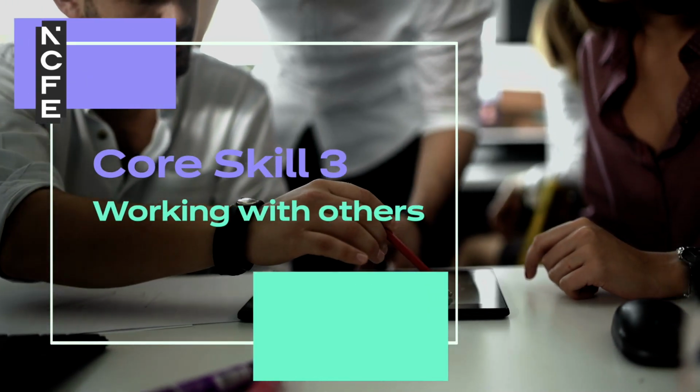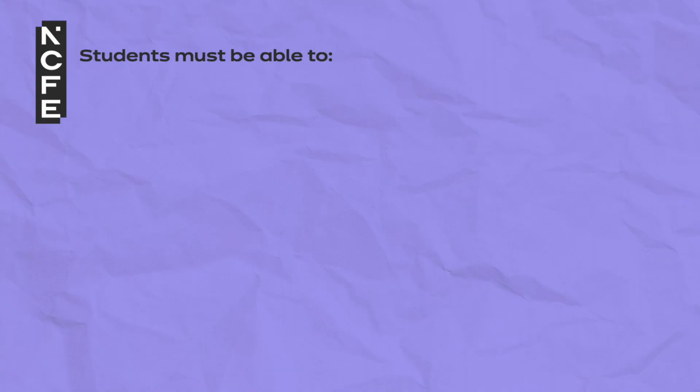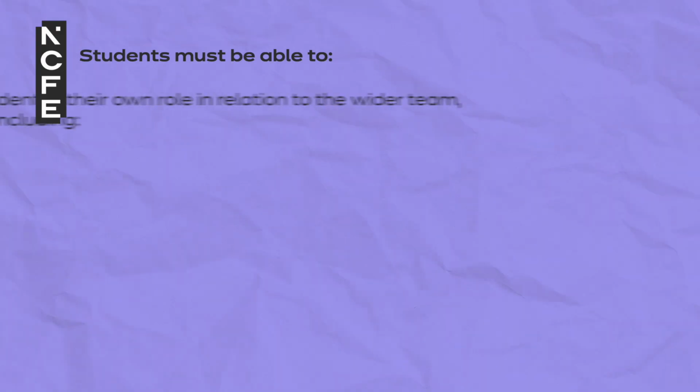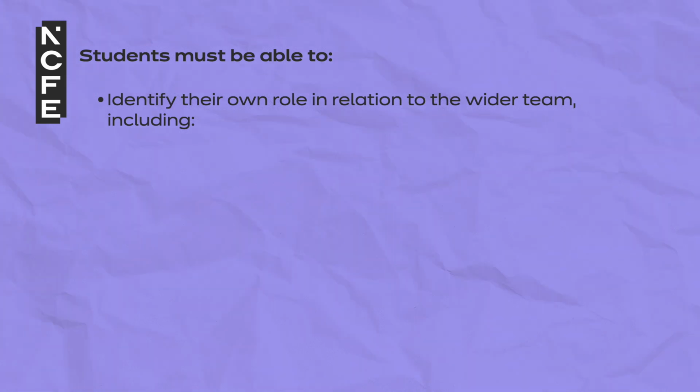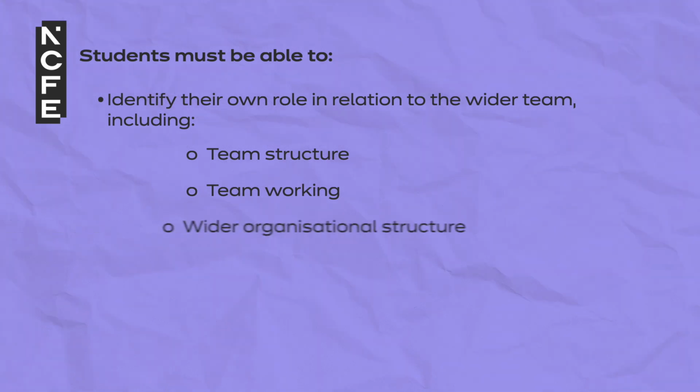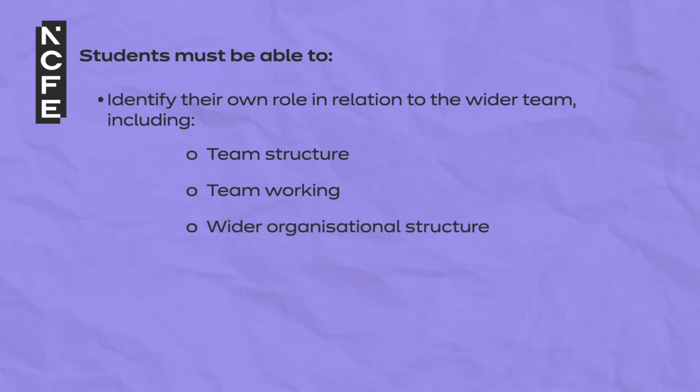Core skill 3 is working with others. Students must be able to identify their own role in relation to the wider team, including team structuring and their position within the team, team working including how to collaborate with colleagues, where they sit within the wider organisational structure. Students should also be aware of their contact with external stakeholders.